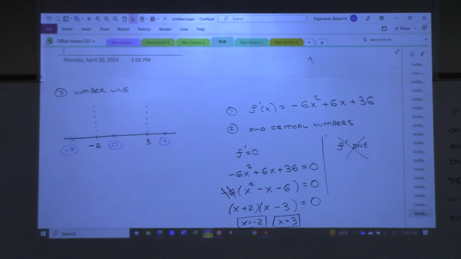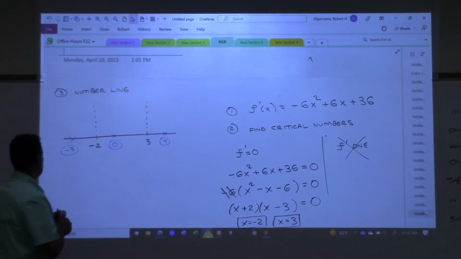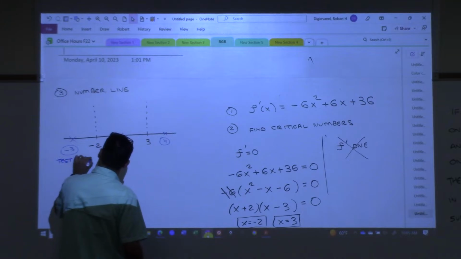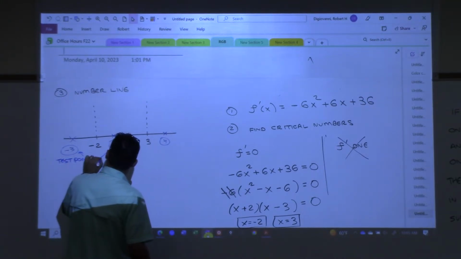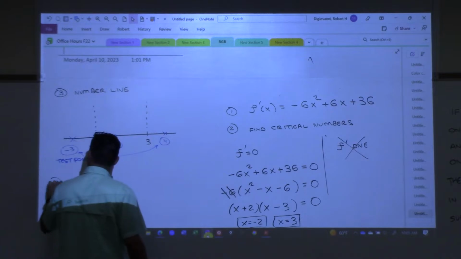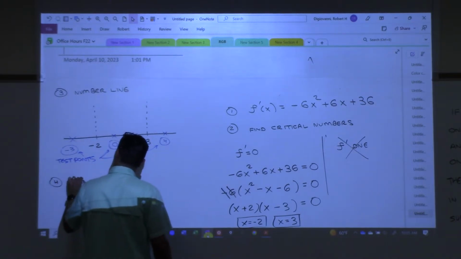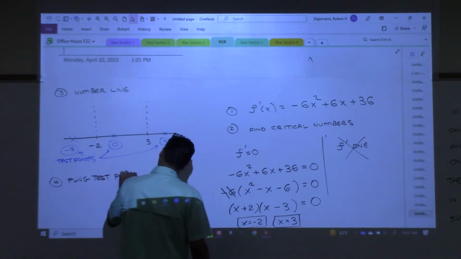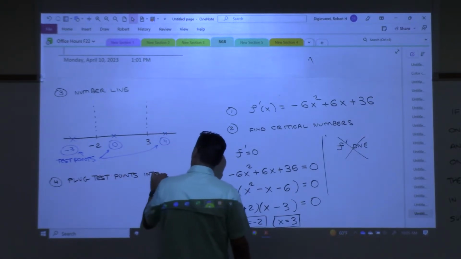into the derivative. Okay, so these I call test points, right? These are test points. And these test points now get plugged into the derivative. So let's do that as like a fourth step. Plug test points into derivative.